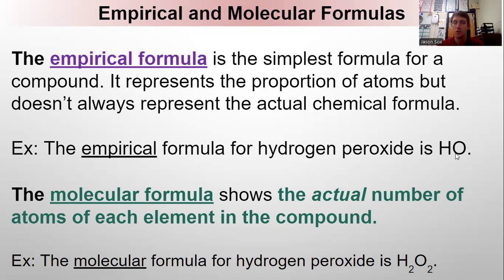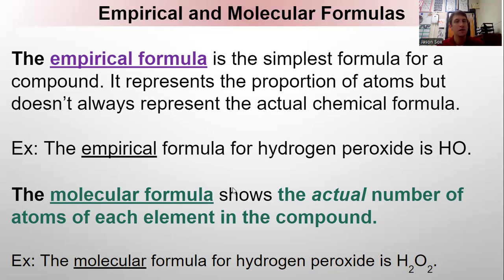So H's and O's. With this 1-to-1 ratio, it can't go down any further. Well, that's actually the empirical formula of hydrogen peroxide. This is the actual chemical formula for hydrogen peroxide, and we call that the molecular formula. That's the actual numbers of elements that make up the compound. Sometimes the empirical and molecular formulas are the same, but they're not always. And so that's what we're going to talk about here.